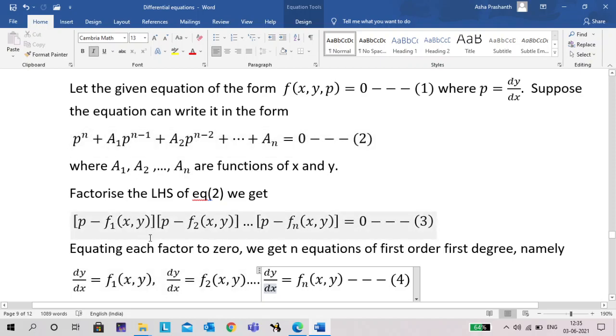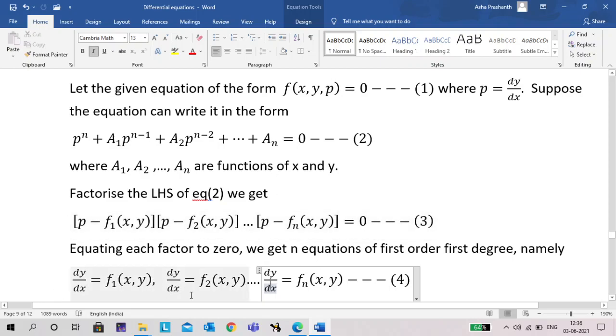p minus f1 of x comma y and p minus f2 of x comma y, etc., p minus fn of x comma y is equal to 0. Then you can equate each factor to 0. Okay, then what will we get? Then p is equal to f1 of x comma y, p is equal to f2 of x comma y, like that. We call this equation 4.